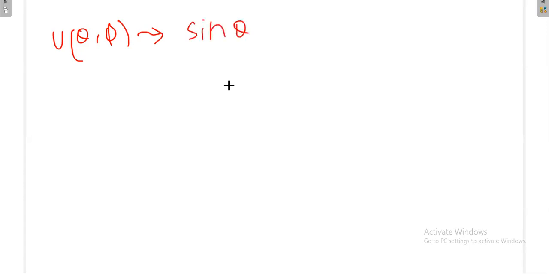Once the radiation intensity is given in this manner, you try to calculate the beam width. What is the beam width? Now take this as an example.